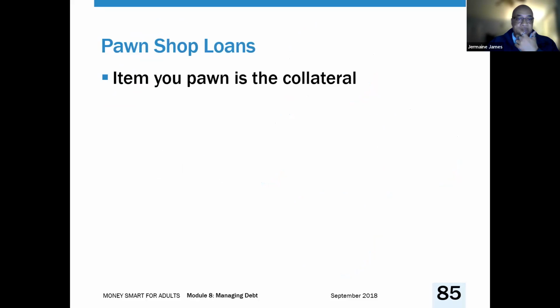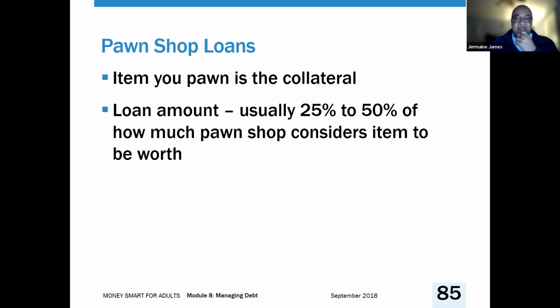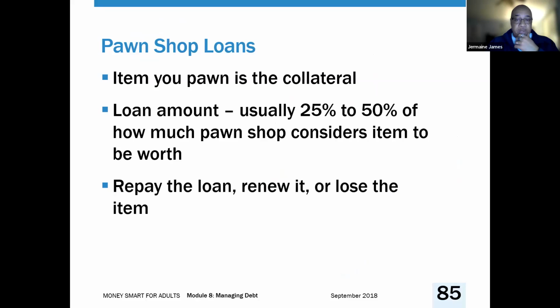Pawn shop loans: the item you pawn is the collateral. The loan amount is usually 25 to 50% of how much the pawn shop considers the item to be worth. So again, you have somebody saying, yeah, this is worth $1,000 or $2,000, right? You repay the loan, you renew it, or you lose it. That's basically what it is. Whatever item you've put up, if you can't repay it, chances are that item will become property of that pawn shop.